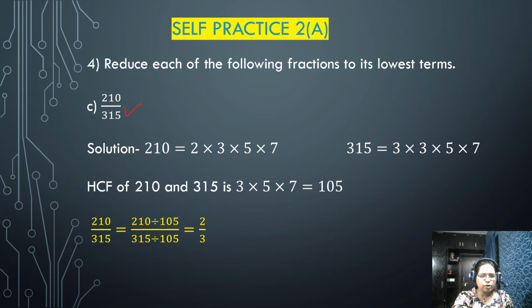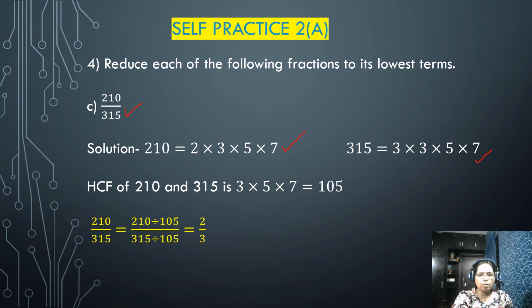So first find out the prime factors of 210. 210 is 2 multiplied by 3 multiplied by 5 multiplied by 7. We know 30 multiplied by 7 is 210, and the prime factors of 30 are 2 multiplied by 3 multiplied by 5. Prime factors of 210 are 2 multiplied by 3 multiplied by 5 multiplied by 7. And prime factors of 315 are 3 multiplied by 3 multiplied by 5 multiplied by 7.